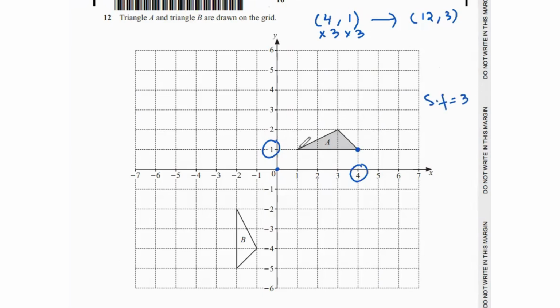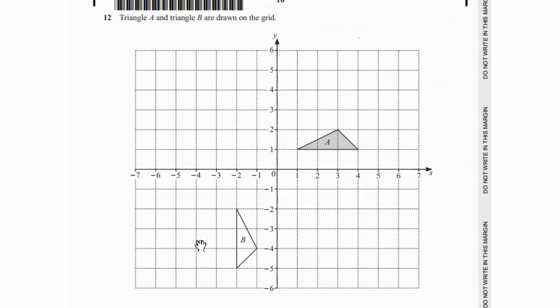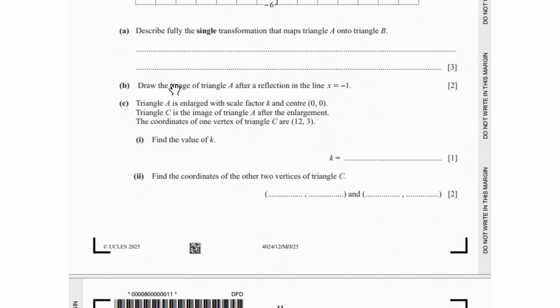And for the other two vertices, 1, 1 becomes 3, 3, and 3, 2 becomes 9, 6. So 3, 3 and 9, 6 are the other two vertices, and your scale factor is 3. So 3, and then 3, 3, and 9, 6. That's your answer.